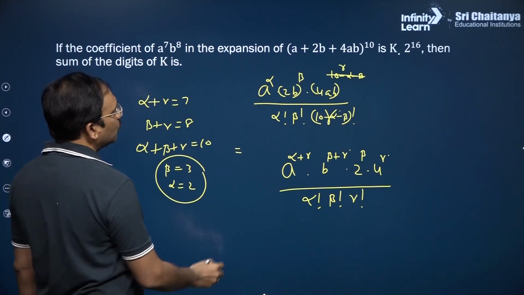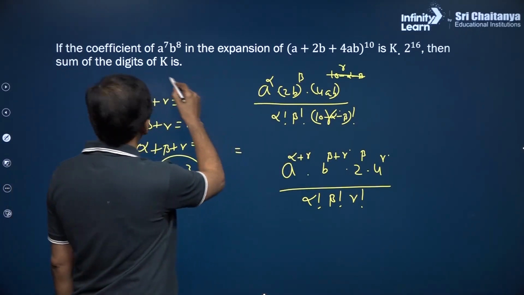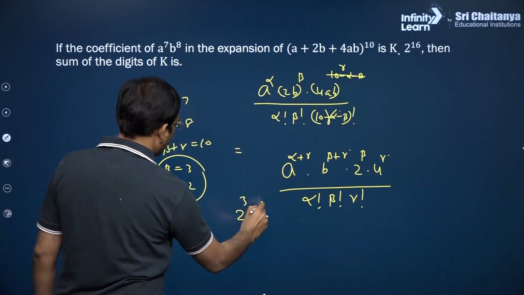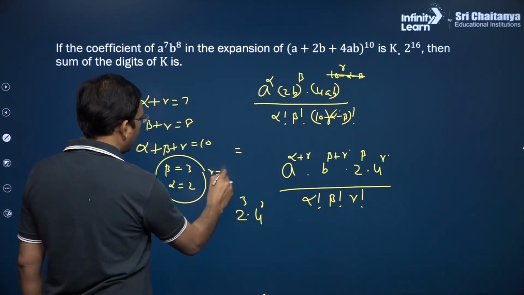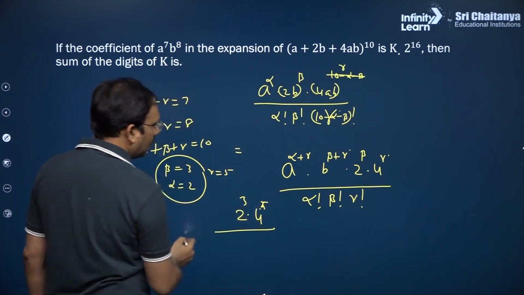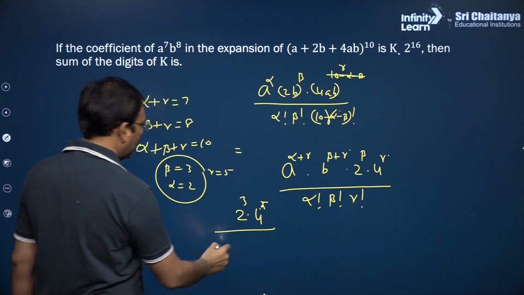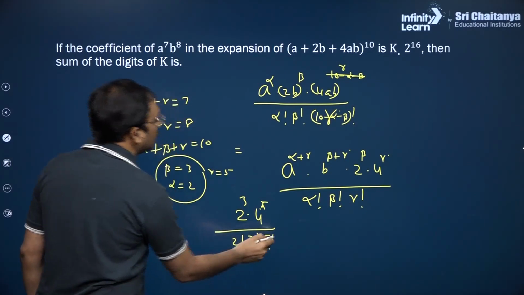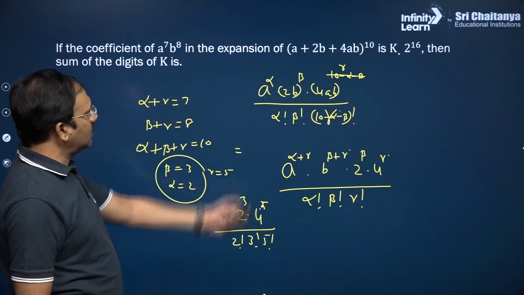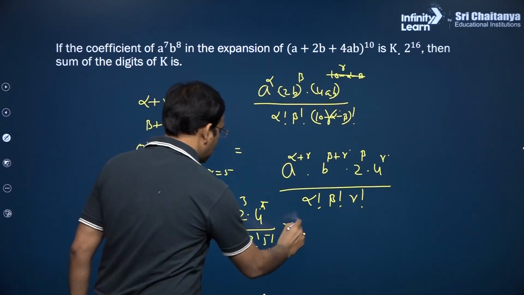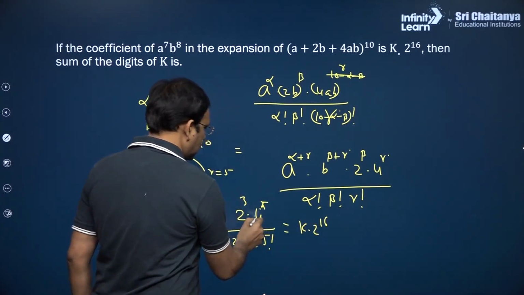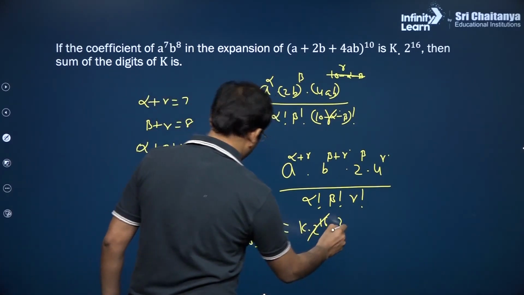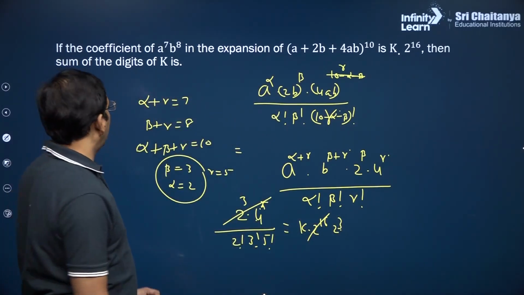So obviously you are going to get, he is expecting the coefficient 2 power beta into 4 power gamma, gamma is going to be 5 here, 4 power gamma by rest of the things, that is going to be 2 factorial into 3 factorial into 5 factorial. This you just simplify my dear friends, you must equate it to k into 2 power 16. This is 2 power 10 already, 2 power 13, this is going to be 2 cube my dear friends. Accordingly you will get the value of k.